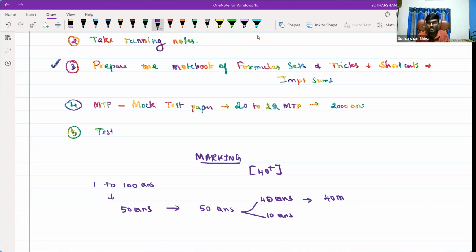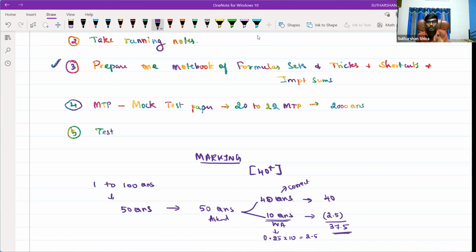One question carries 1 mark. For each wrong answer, they will deduct 0.25 marks. Then it is 0.25 into 10, which means it is nearly 2.5 marks. From this 40, they will remove 2.5. Then you will end up with 37.5 marks. Even if you attend 50, with 40 correct and 10 wrong, your mark will be 37.5 only. It is not 40. So it has negative marking.